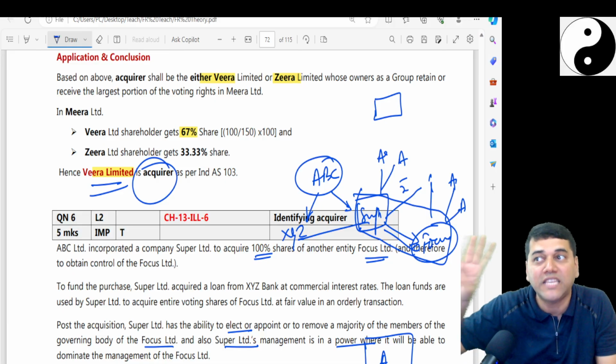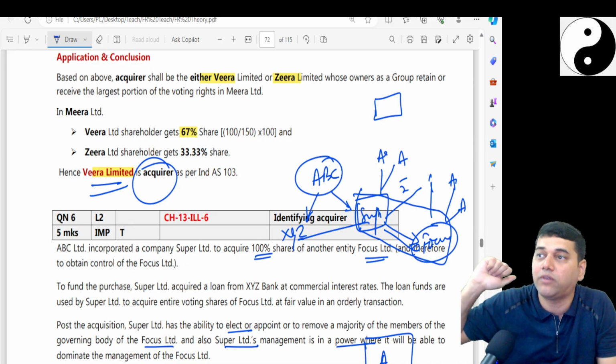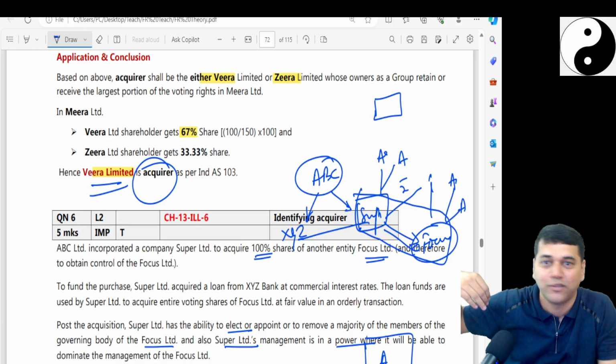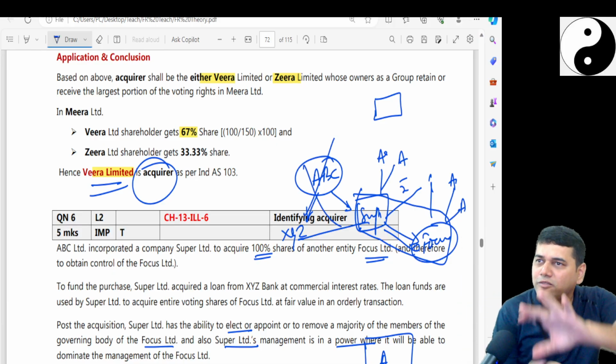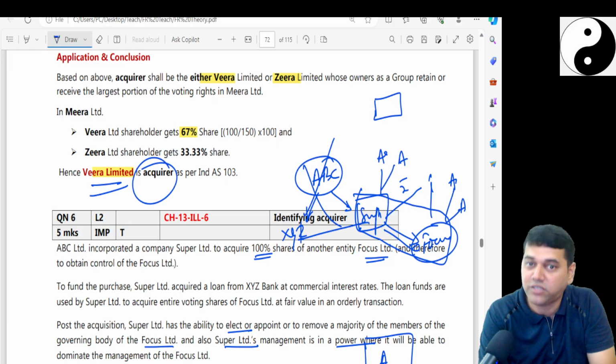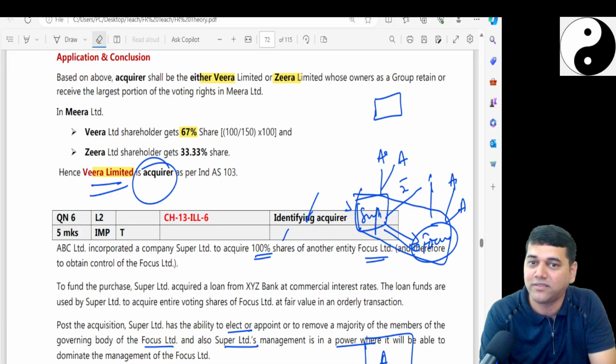In the previous case there were three parties. Among the three, who is the one? The unknown third party will not come into the picture, so ABC doesn't come into the picture. ABC has only given structure to the acquisition. But I will tell you now what they may twist, because there is one more question similar to this.